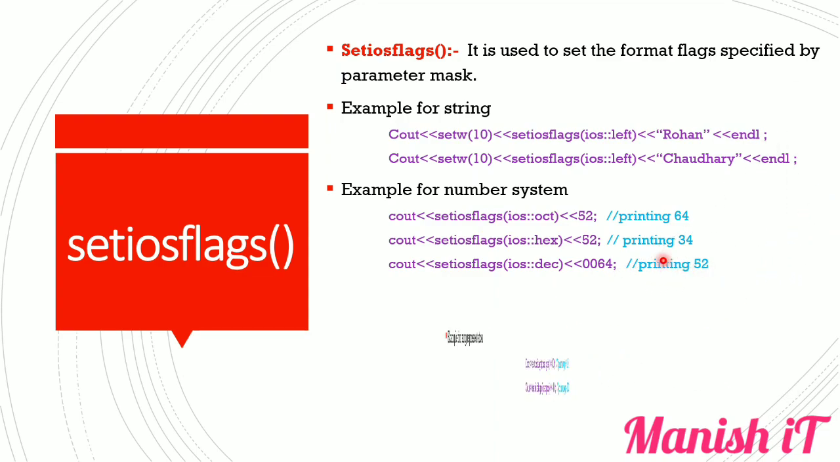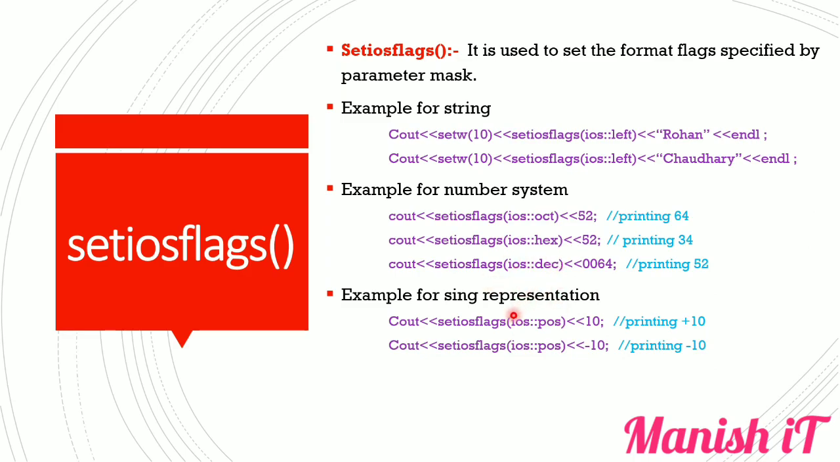So next is an example for sign representation. It also uses setiosflags. It is also used for sign representation. So see, cout setiosflags, and I have written here showpos, here by mistake pos, but what happened here? showpos, SHOWPOS.